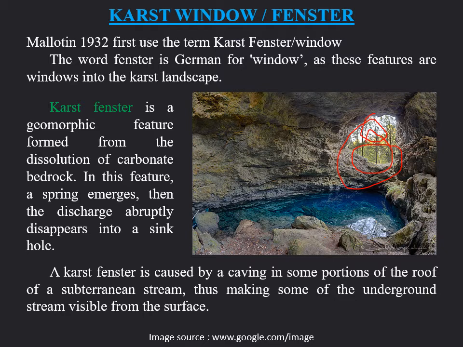So this kind of structure is known as a karst fenster or karst window. A karst fenster is caused by caving in of some portions of the roof of a subterranean stream, thus making some of the underground stream visible from the surface.